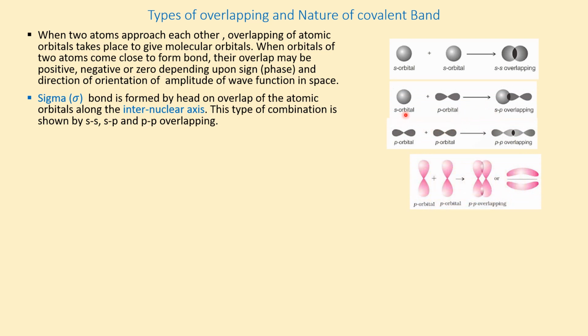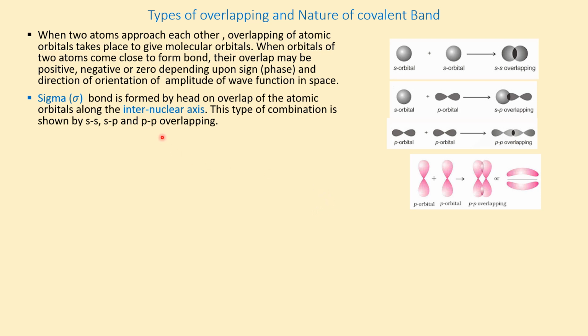Then in the case of s-p overlapping, please see here there is an s orbital and a p orbital. If we recall the shapes of orbitals, the p orbital is in the form of a dumbbell and the s orbital is a sphere. So they combine, and the overlap is as shown in the figure, and this is called s-p overlapping.